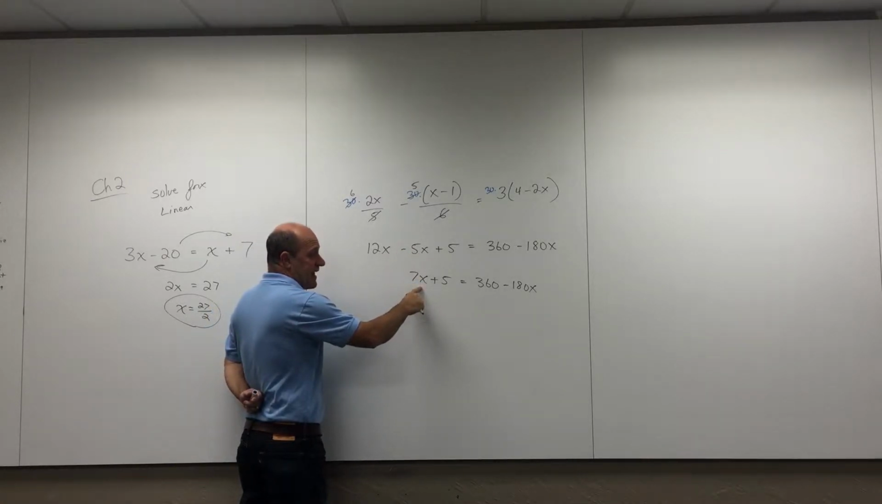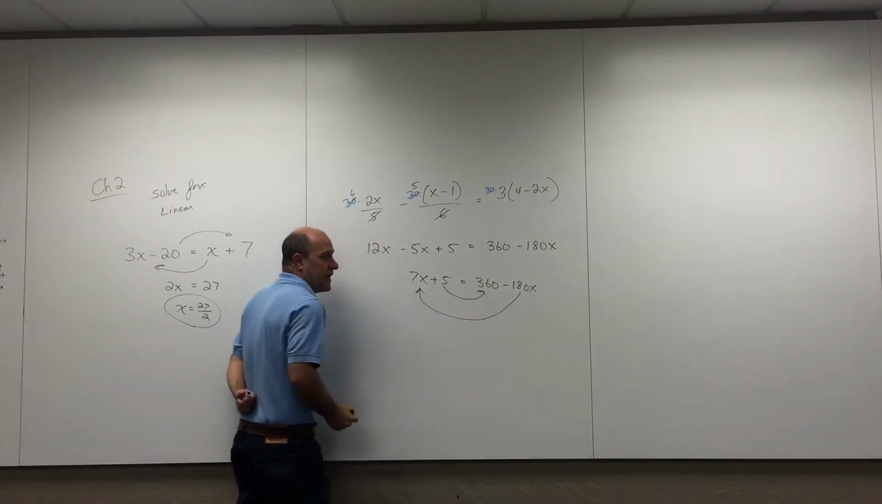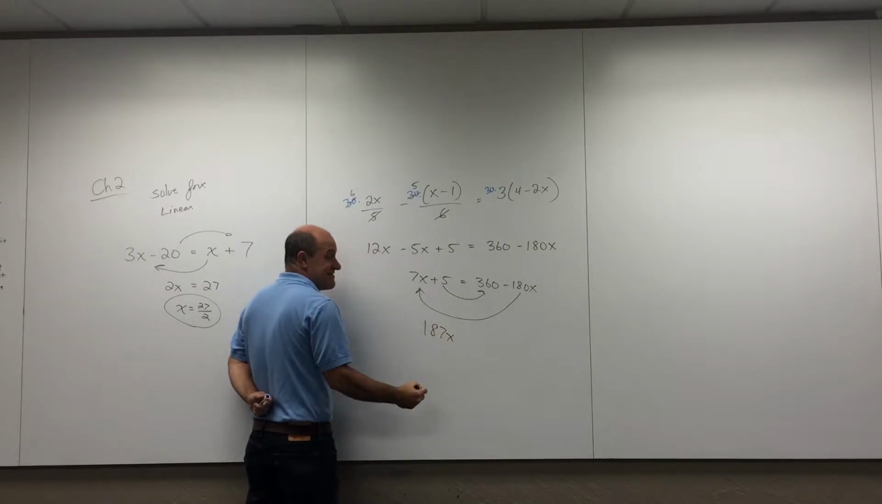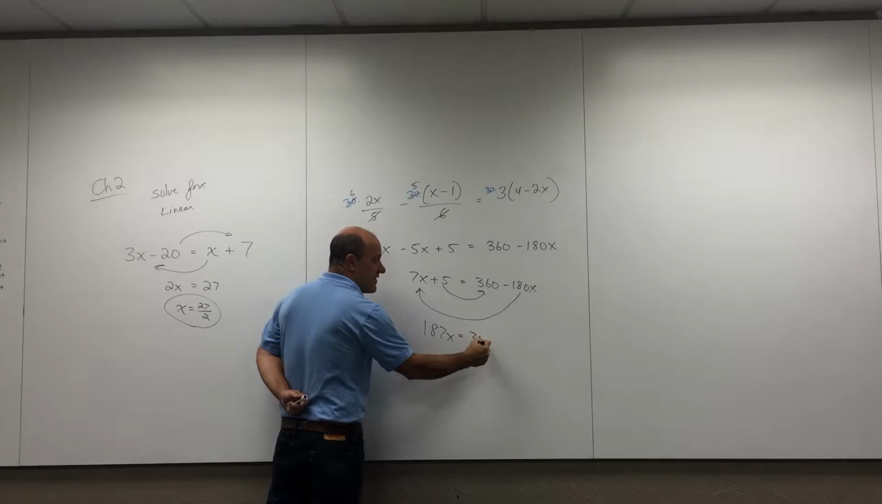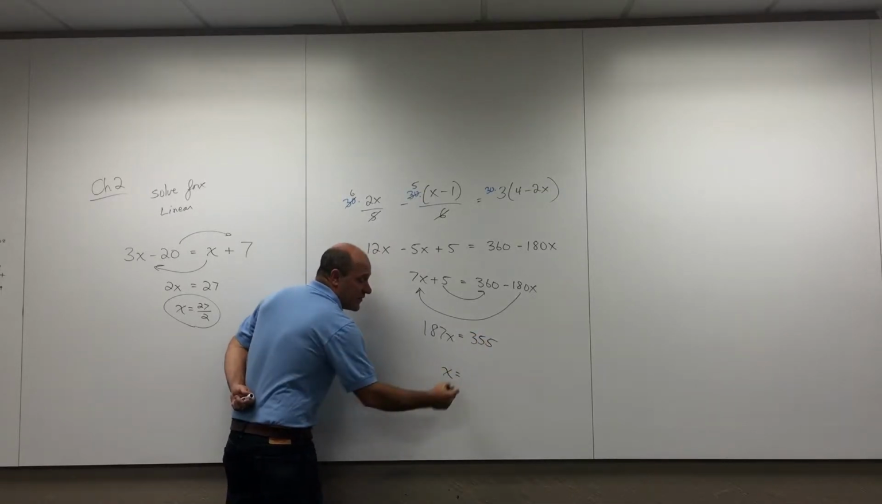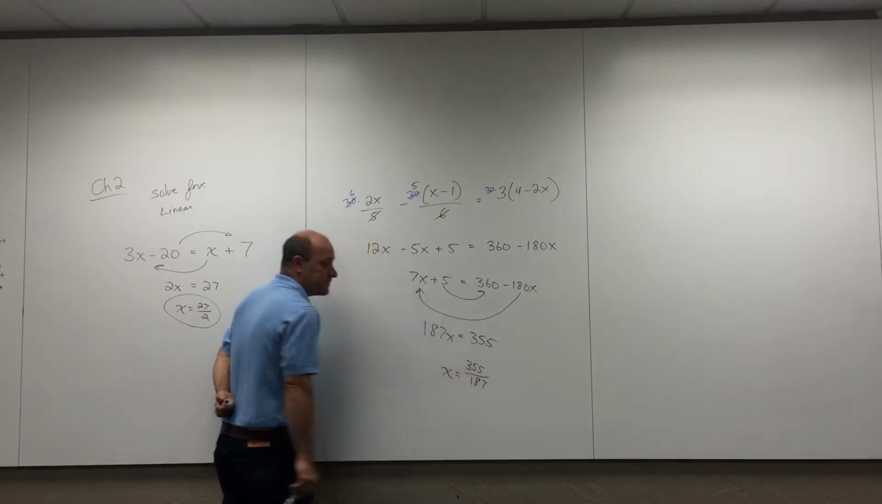But now I think I'd like to get my x's on one side and my numbers on the other side. So I think I get 187x. Do you agree? And what am I doing? Subtracting 5 equals 355. Well, here's my answer. Now you divide, of course. 355 divided by 187.